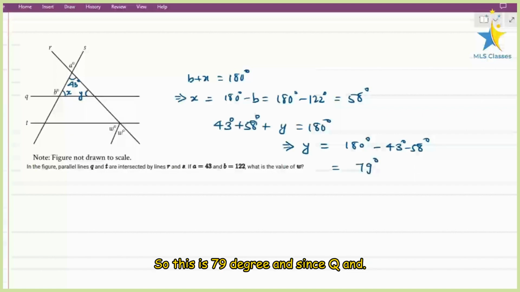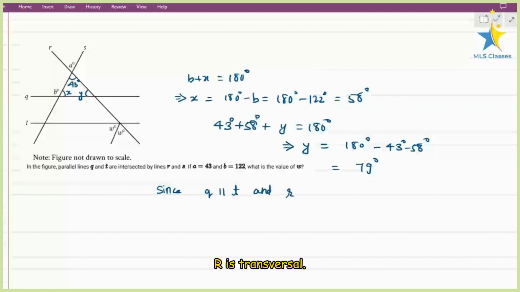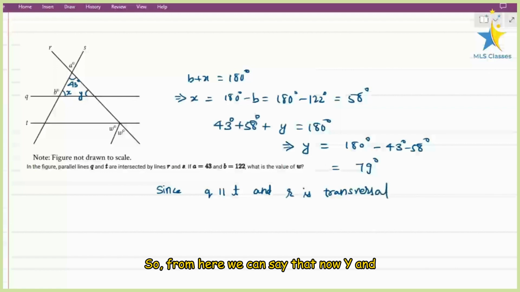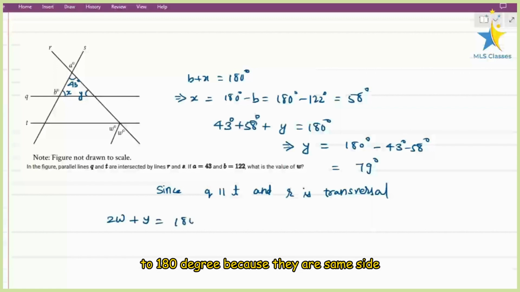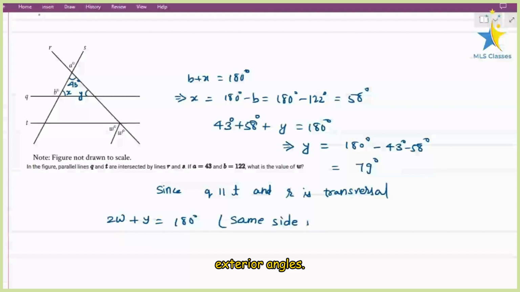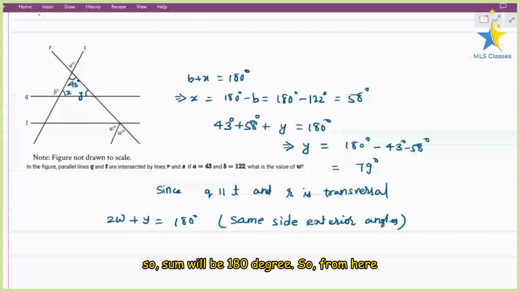So this is 79 degrees, and since Q is parallel to T and R is a transversal, from here we can say that Y and these two W are same side exterior angles. So 2W plus Y should be equal to 180 degrees. If they are same side exterior angles, the sum will be 180 degrees. So from here we get 2W plus Y, which is 79, equal to 180 degrees.